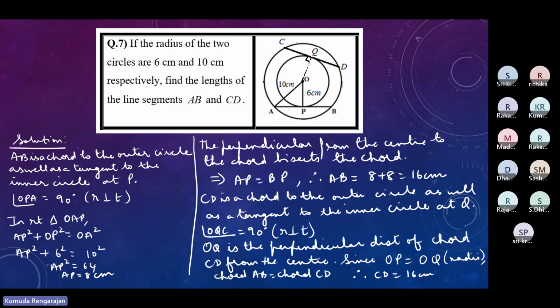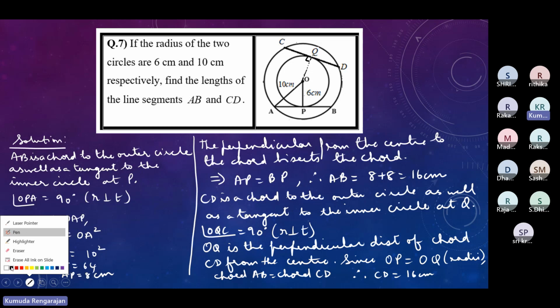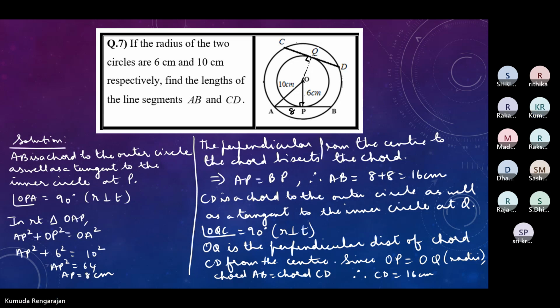Yes, children. So this one is a very simple situation, what we just finished. This is 90, Pythagoras theorem gives 8, and the perpendicular from the center to the chord bisects the chord. Now some of you might be thinking this is a tangent to the circle, so why are you saying chord? It's a chord to the outer circle. There's a perpendicular from the center to the chord for the outer circle, so it bisects the chord. So this is 8, this is also 8. So the length of the line segment AB is 16.